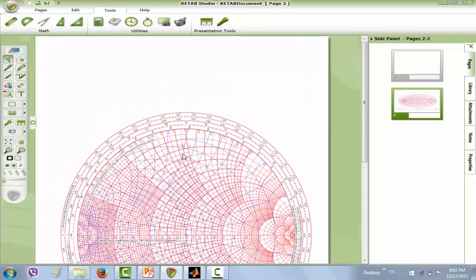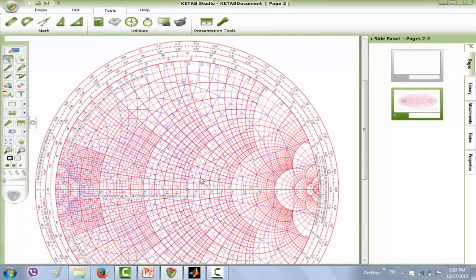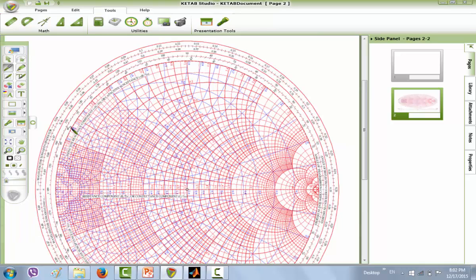And as we said, starting from the origin to S11 conjugate, which is the 155 degrees. Okay, so the phase is here. 2, 4, this is the 155 point. Now I'm going to use the ruler to draw the line. And I must be very specific.